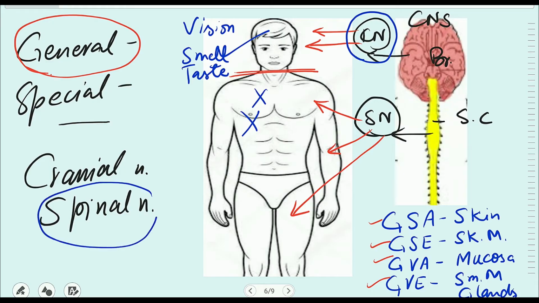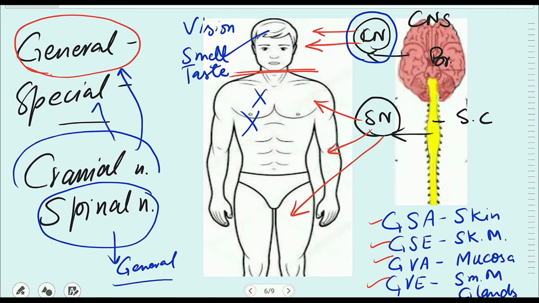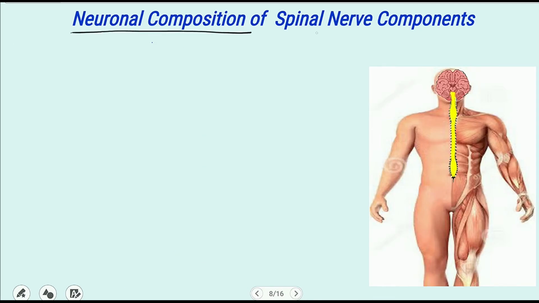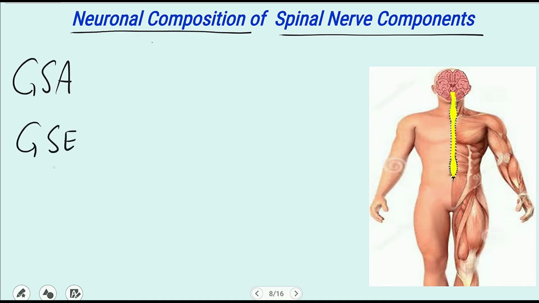Spinal nerves will perform the general functions all over the body except the head area. But the cranial nerves will have general functions as well as special functions. Now I'll demonstrate the neuronal composition of spinal nerve components. Spinal nerve components are general somatic afferent, general somatic efferent, general visceral afferent, and general visceral efferent.